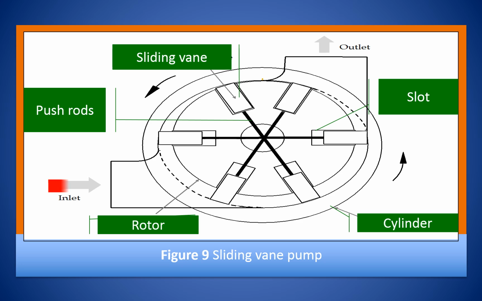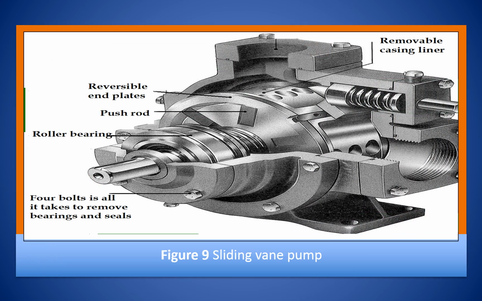As the pump rotates, a centrifugal force throws the vanes out of the slots. Push rods operating between the opposing vanes cause the vanes to move. As the rotor continues to rotate, the vanes are forced back by the inner bore of the casing into the slot as the cylinder bore decreases.